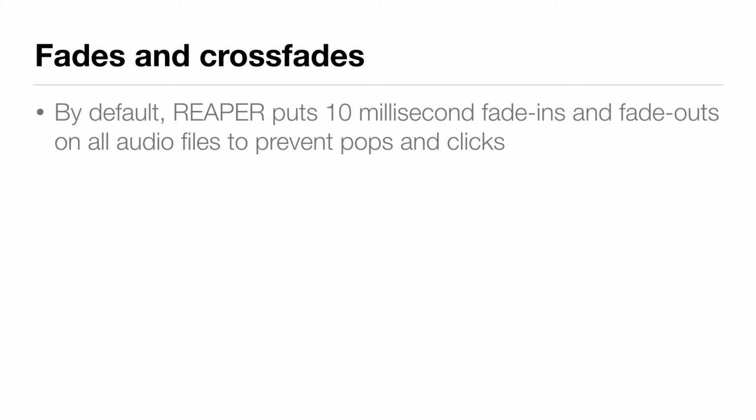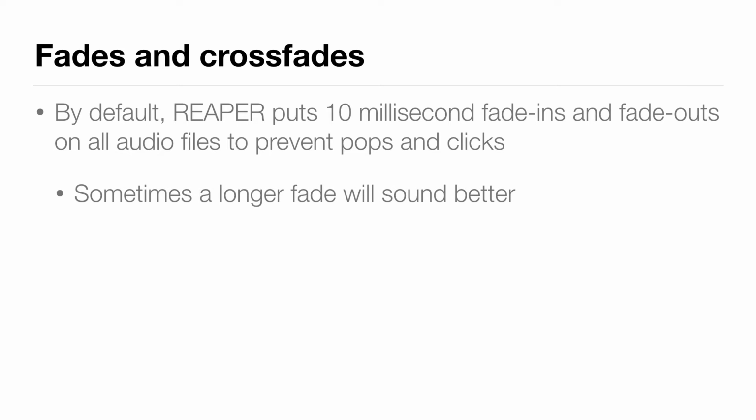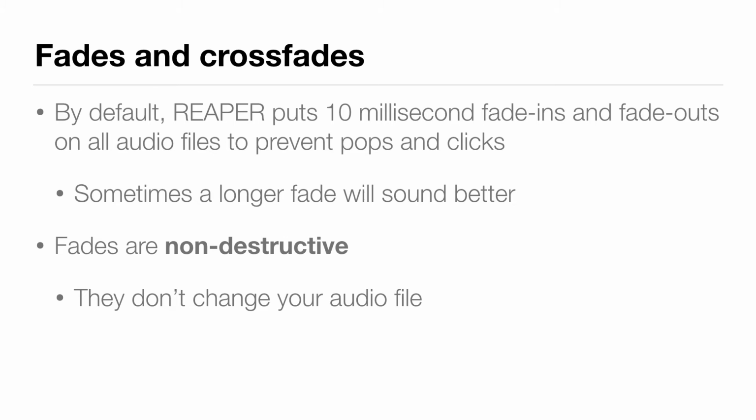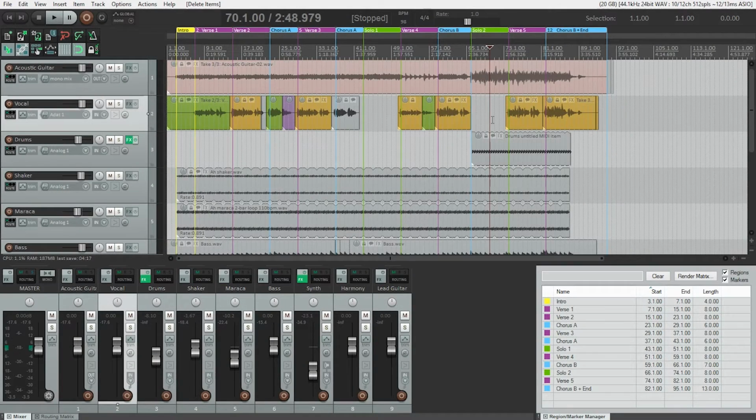Now, by default, Reaper puts very short 10 millisecond fade ins and fade outs on all audio files to prevent pops and clicks. However, sometimes a longer fade will sound better. Should also mention that fades are non-destructive, meaning they don't actually change your audio file and they can always be undone. Now I want to go through and make sure there are crossfades wherever two media items touch one another, and that there are fade-ins and fade-outs on all the items.